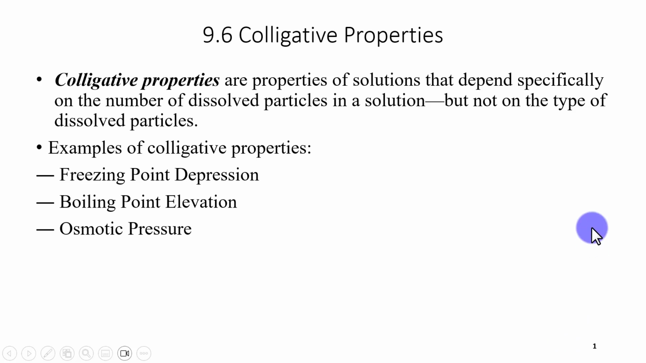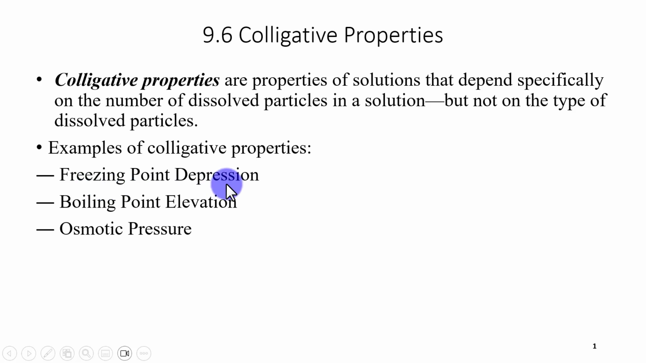The last section of Chapter 9 deals with colligative properties. These are properties of solutions that depend only on the number of the dissolved particles in that solution, not the type of dissolved particles. And we're going to talk about 3 of these properties: freezing point depression, so the lowering of the freezing point, boiling point elevation or increasing boiling point, and osmotic pressure.